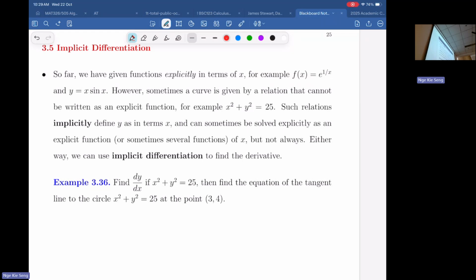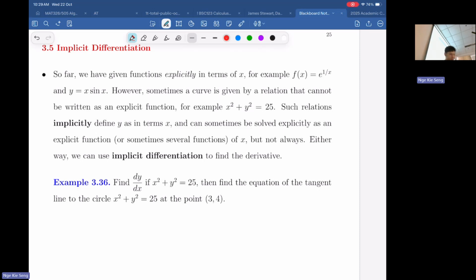Okay, so do you know what's the meaning of implicit? Implicit versus explicit. What's implicit? Anyone know? It's like hiding. Something gets hidden here. So let's see what's hidden here.